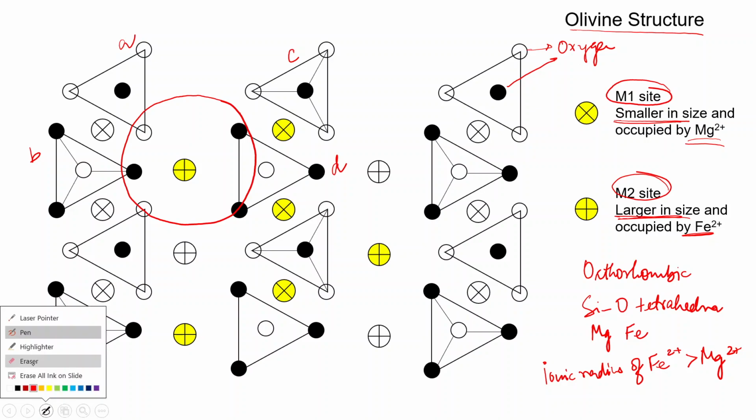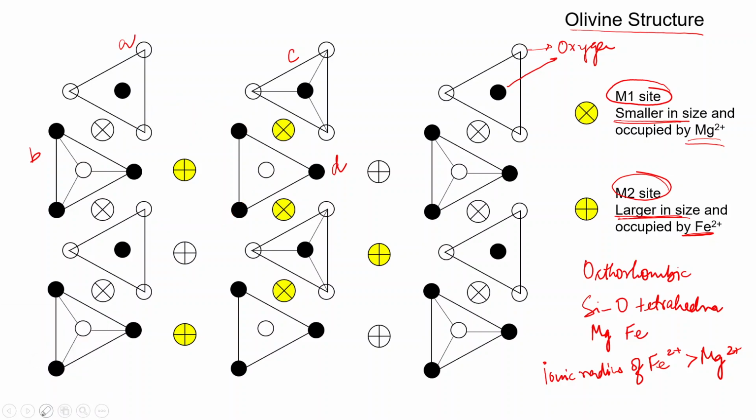So as I was saying earlier, the oxygen atoms are arranged in a hexagonal array. Why? Because in this case, the cations, the Mg and Fe2+, are surrounded by six neighboring oxygen atoms.